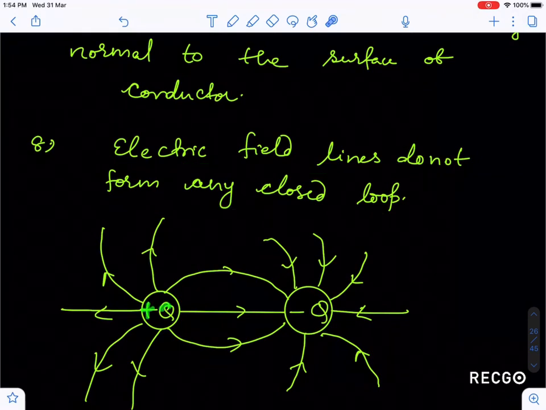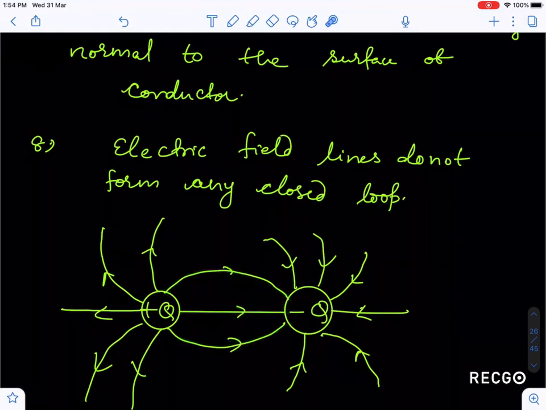Suppose I have taken a plus q charge and a minus q charge. To form a closed loop, the line would go from here to here and come back from here to here, but the direction is not like this. This is not a closed loop, this is not possible. Why? Because electric field lines originate from positive and always terminate on negative. So this is not a closed loop path.